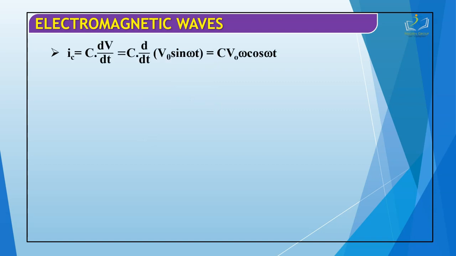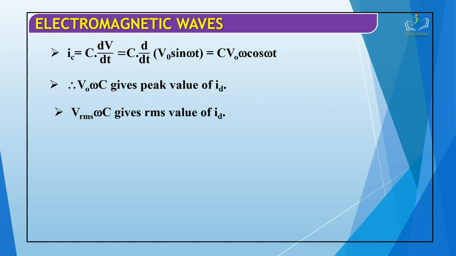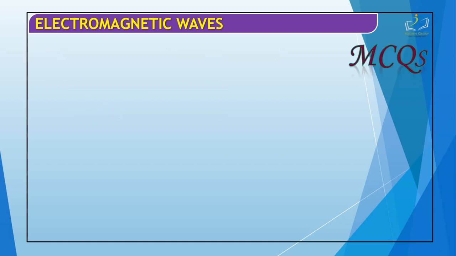And I_C, this is the conduction current, is C dV by dt, and C d by dt of V naught sin omega t gives C V naught omega cos omega t. V naught omega C gives the peak value of I_D, so V_rms omega C gives the RMS value of I_D.